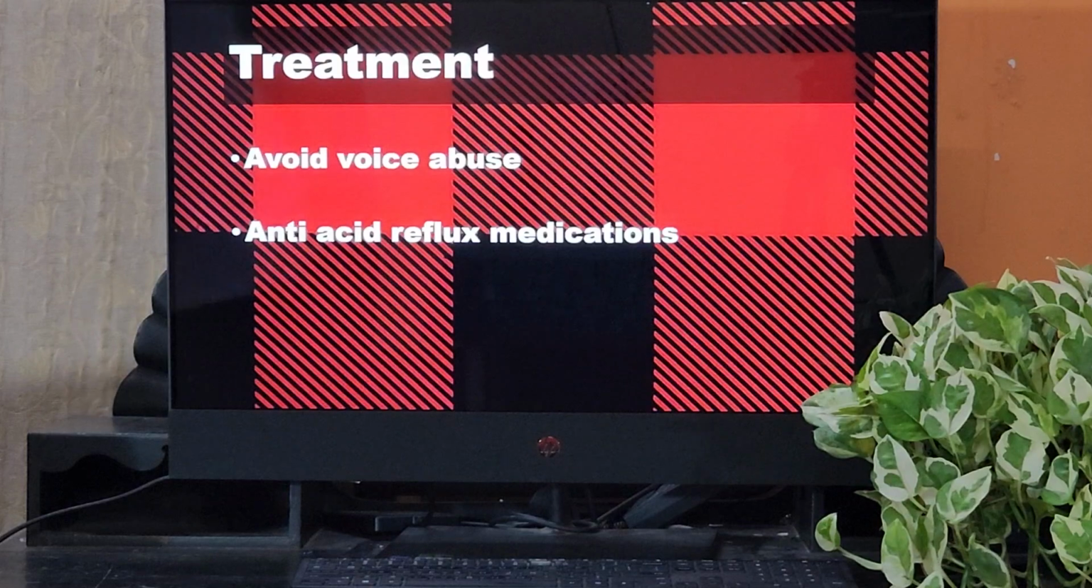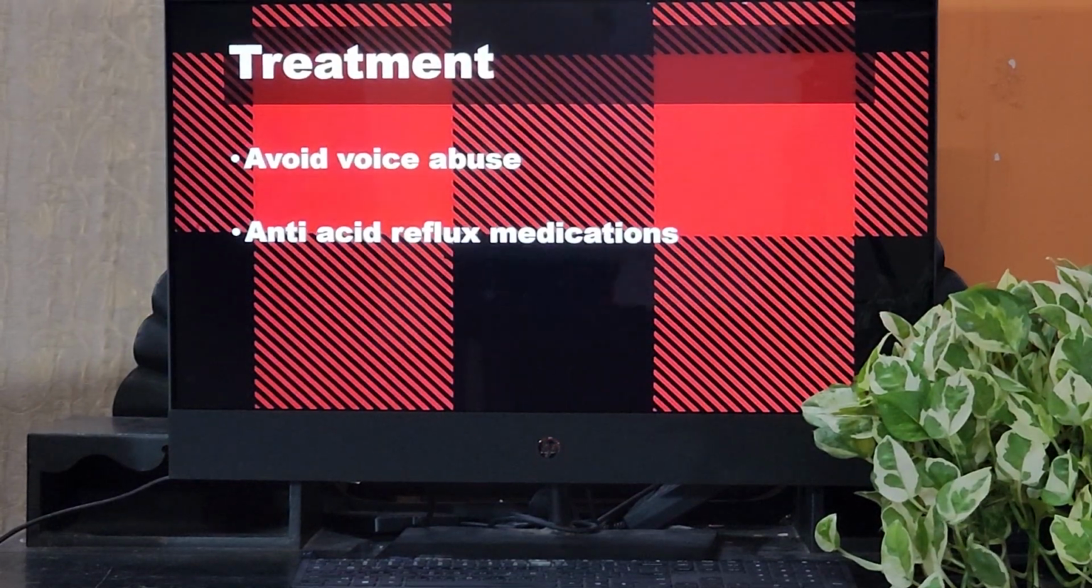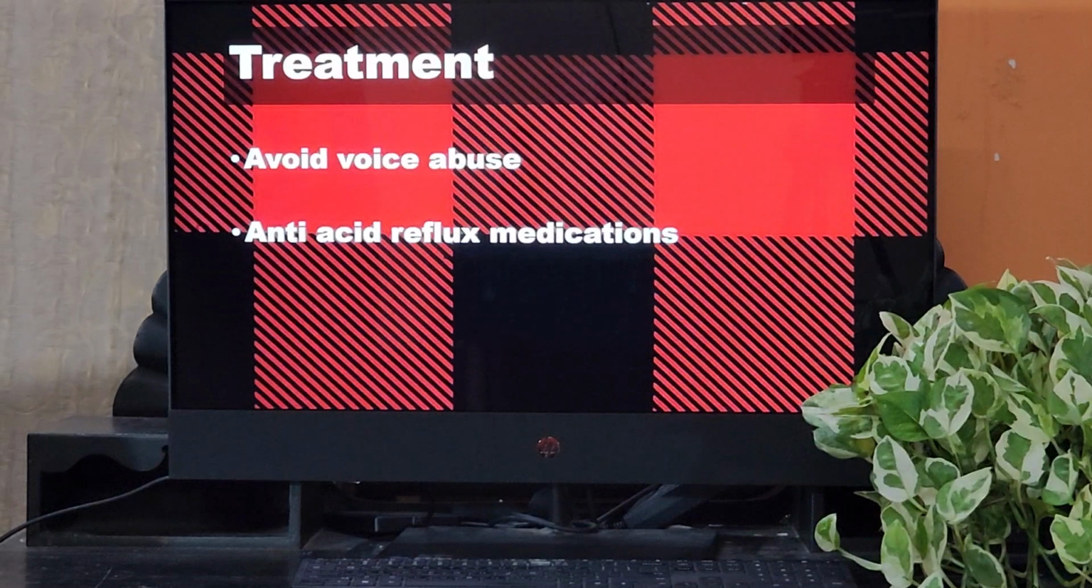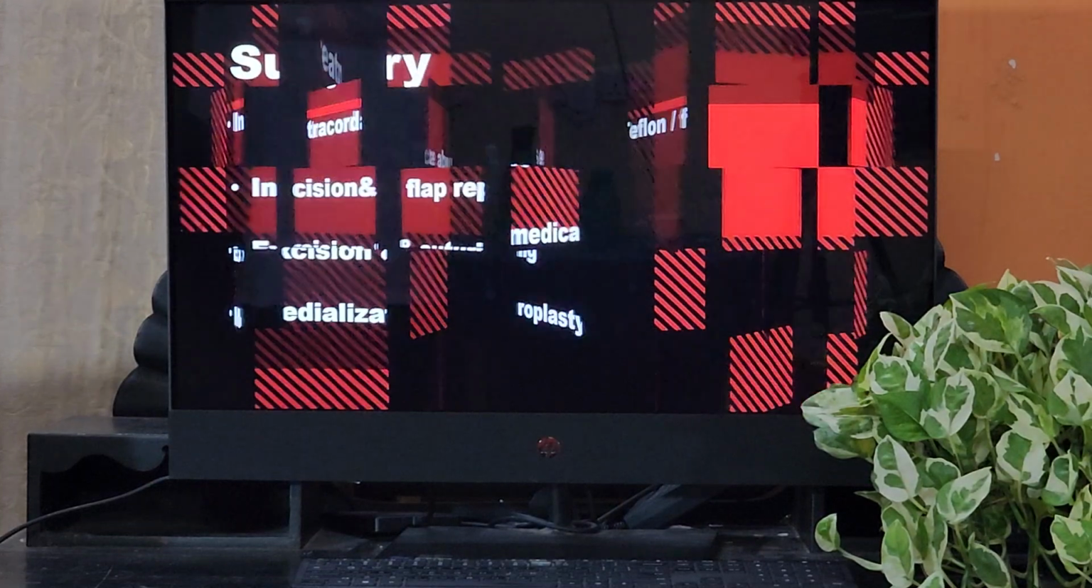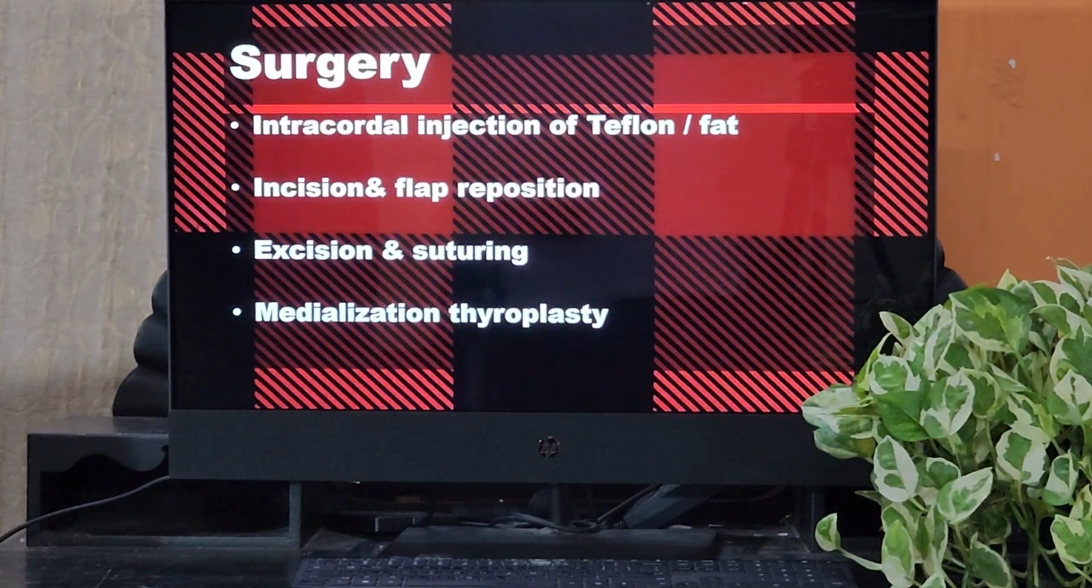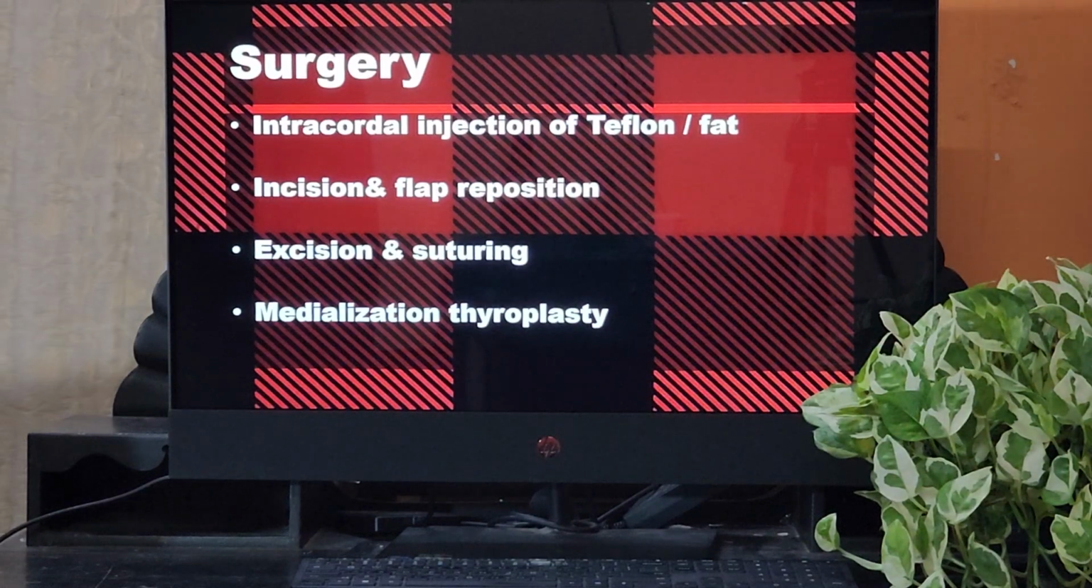Now, coming to treatment. The main cause for this is voice misuse, voice abuse, phonotrauma. So he has to give rest to his voice and avoid voice abuse. At the same time, we'll give anti-acid reflux medications too. The main treatment for this is going to be surgery.